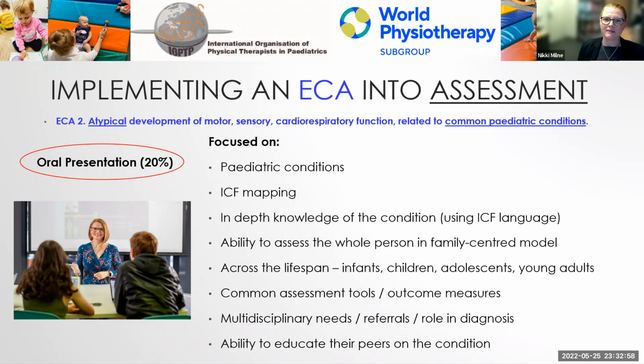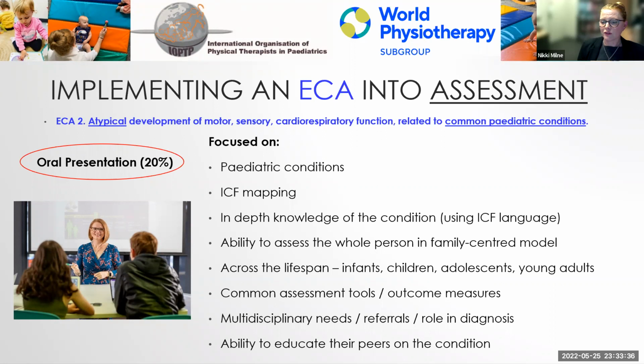They give in-depth information about the condition, and they show their ability to demonstrate family-centered practice in the way that they would assess and the way that they would treat or intervene with the client that they're focusing on in the presentation. They also have to show how they would change the way they do the things they do as a therapist as the case that they have. So let's say it might be Down syndrome, the condition that they're focused on. Then they might talk about how they would assess an infant with Down syndrome versus a child versus an adolescent or young adult.